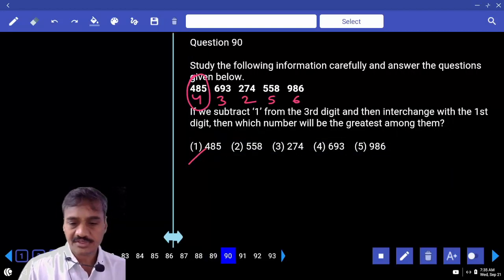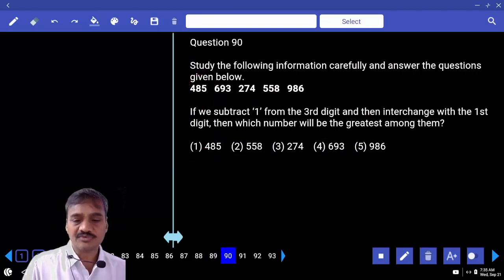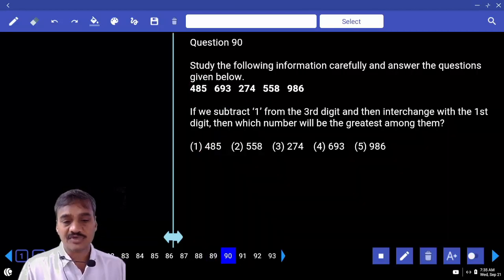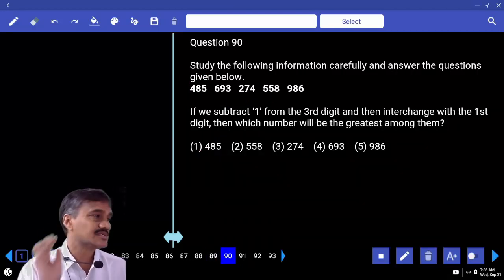The next one, 90. Now in this, if we subtract 1 from the third digit and then interchange with the first digit, then which number will be the greatest among them?